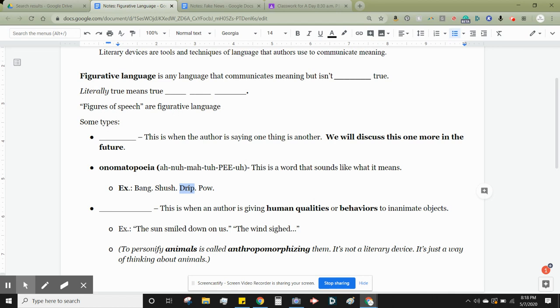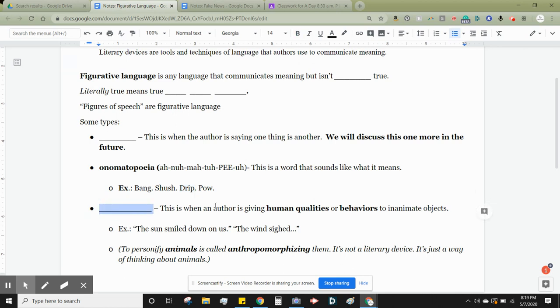Bees don't literally say buzz, right? When you hit somebody in the face, not you, of course, because you would never do that, but when someone hits someone in the face, it doesn't literally go pow. So figurative language, not literally true, but you understand what it means.